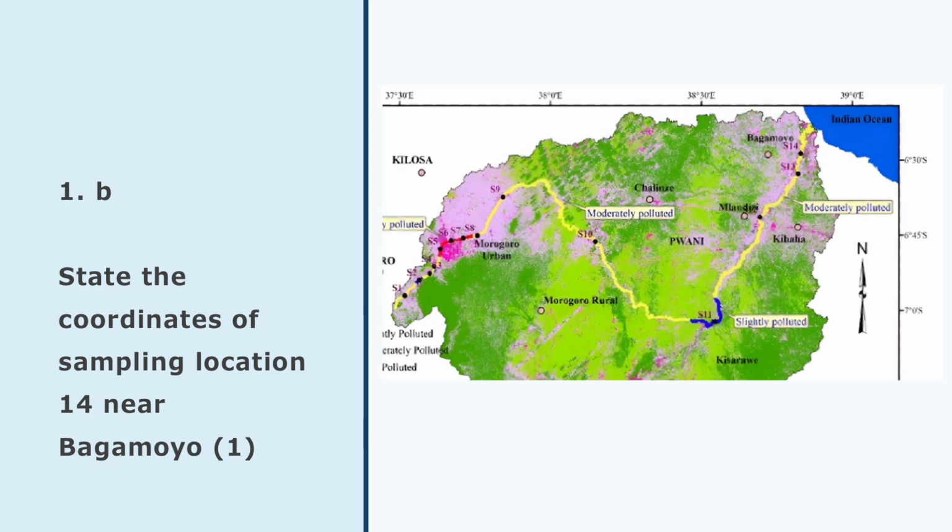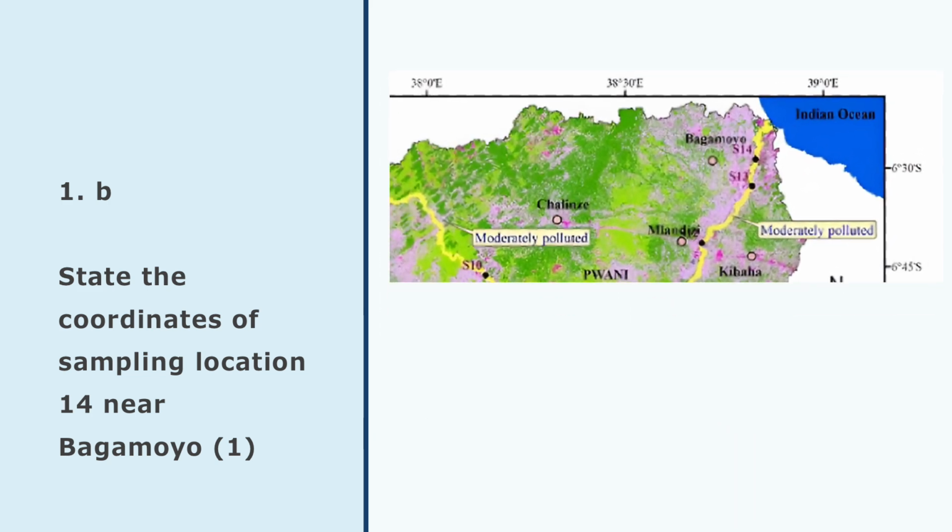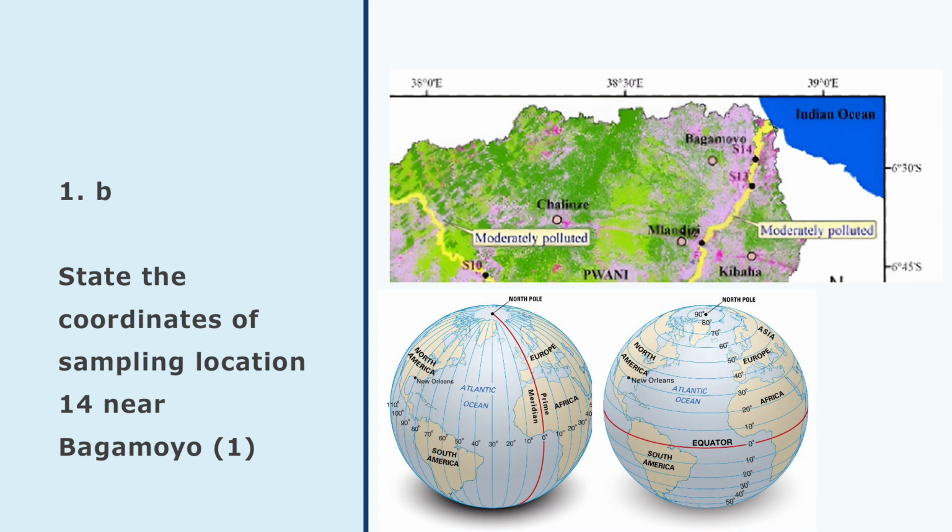So let's zoom in so we can get a better look at that. Longitude lines go down vertically, latitude lines go across horizontally. And if we follow those points here, we can see it's close to 39 and close to 6 degrees south. That puts us here in Tanzania, so that makes sense.